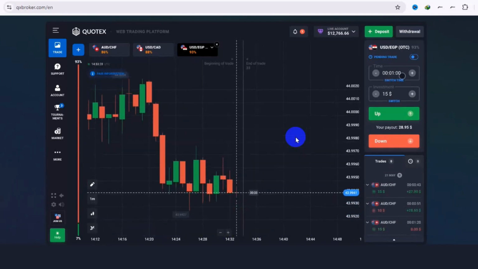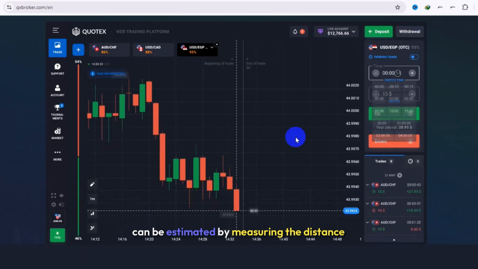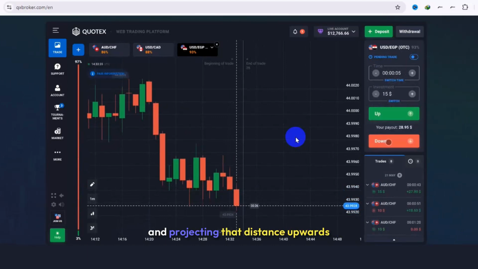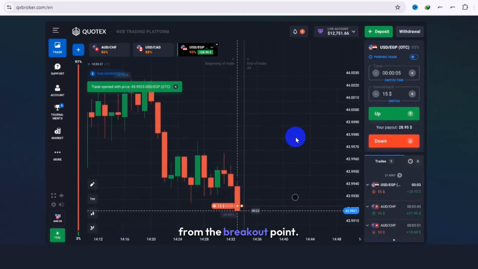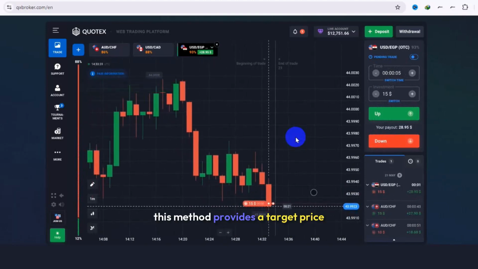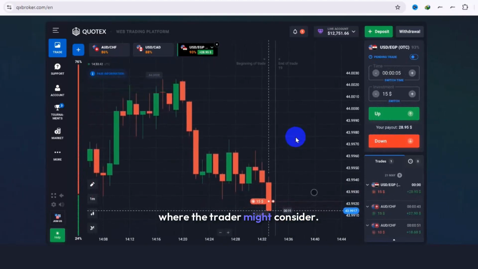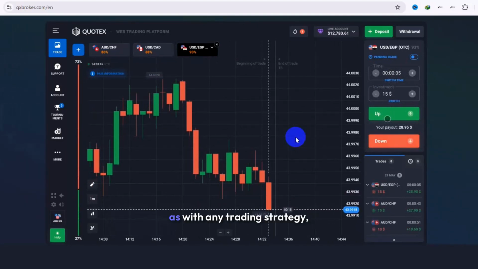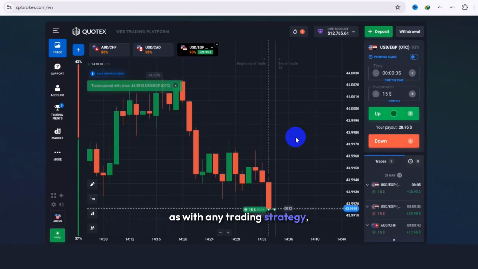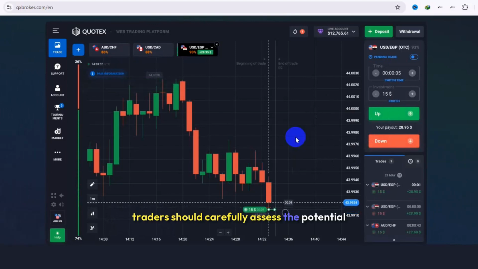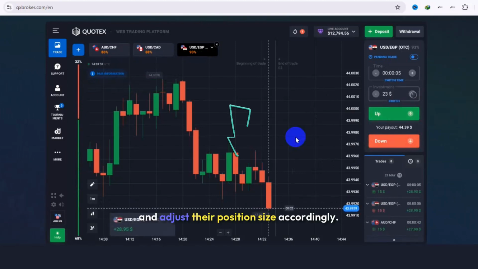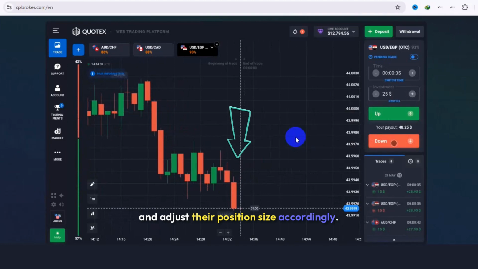Profit target. The profit target can be estimated by measuring the distance between the bottoms and the neckline and projecting that distance upwards from the breakout point. This method provides a target price where the trader might consider exiting the trade. Risk management. As with any trading strategy, risk management is crucial. Traders should carefully assess the potential risk-to-reward ratio before entering a trade and adjust their position size accordingly.